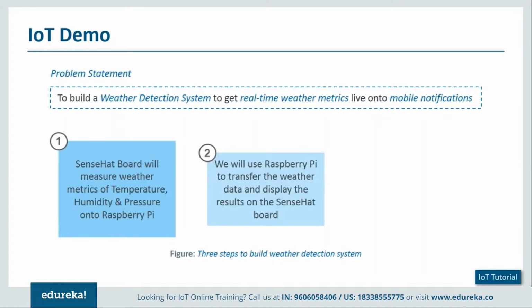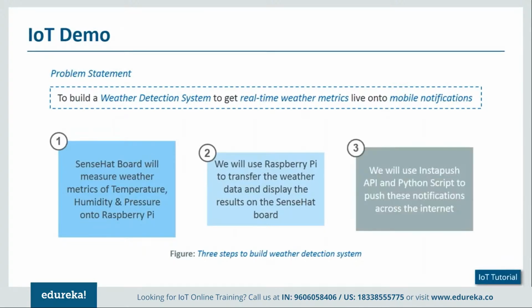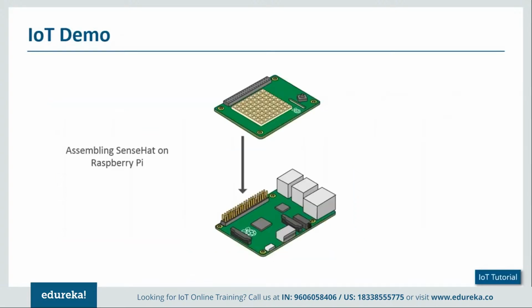Then we'll use Raspberry Pi to transfer this data and display it on the Sense HAT as well. We'll just be displaying the temperature as of now on the Sense HAT. And finally, we'll be using the Instapush API and a Python program through which we can send this notification across the internet to our mobile application. So let's begin this demo part.